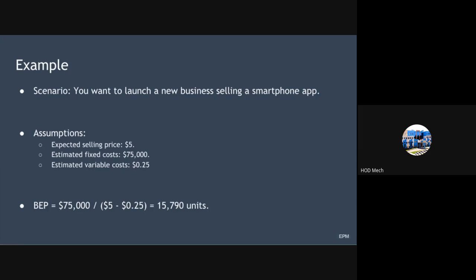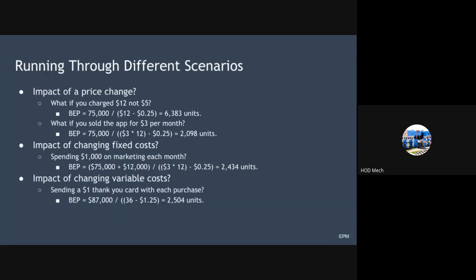So armed with this information, we can calculate the break-even point as follows. 75,000 divided by 5 minus 0.25. And that roughly adds up to 15,790 units, meaning that you'll need to sell 15,790 units of your app to break even. Now, the real benefit of break-even point analysis isn't just that it allows you to calculate your break-even point. The real power of the model is that it allows you to run through several scenarios to help you understand what price is going to work best for your business. So let's run through a few different scenarios to see how changing different variables.